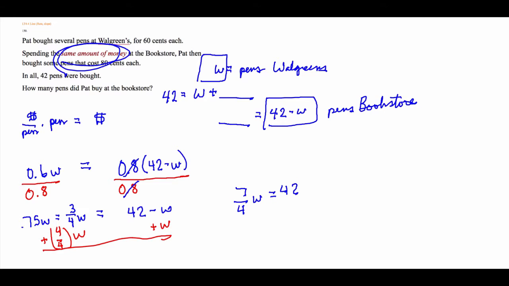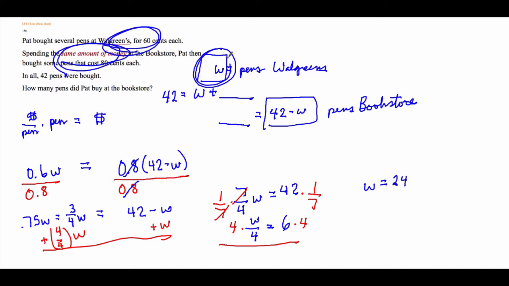In this equation now I can divide both sides by 7 or multiply by 1/7. And I get W over 4 is equal to 6. Multiply both sides by 4 to get W equals 24. But remember, W is the number of pens at Walgreens, and we want the number of pens from the bookstore. So we want 42 minus W, which is the same as 42 minus 24, or 18 pens.